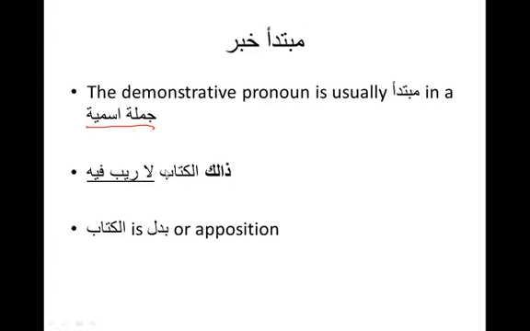ذَلِكَ الْكِتَابُ لَا رَيْبَ فِيهِ. It starts with an ism ishara, so it's jumla ismiya. Now al-kitab, you can think of it this way. If you didn't have al-kitab, you would still have a complete sentence. ذَلِكَ لَا رَيْبَ فِيهِ. That, there's no doubt in it. Versus that book, there's no doubt in it. So this kitab is called badal. Okay? Al-kitab is badal or apposition.